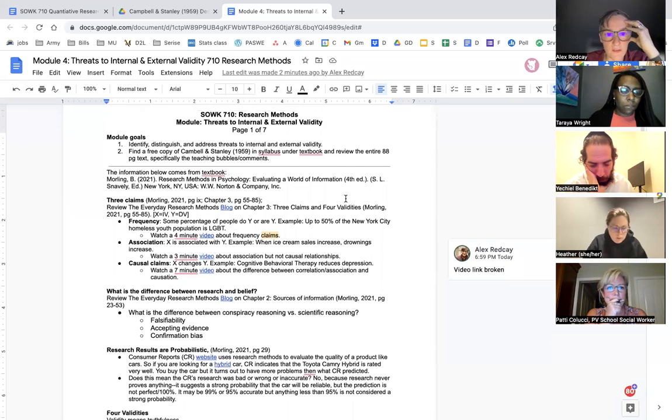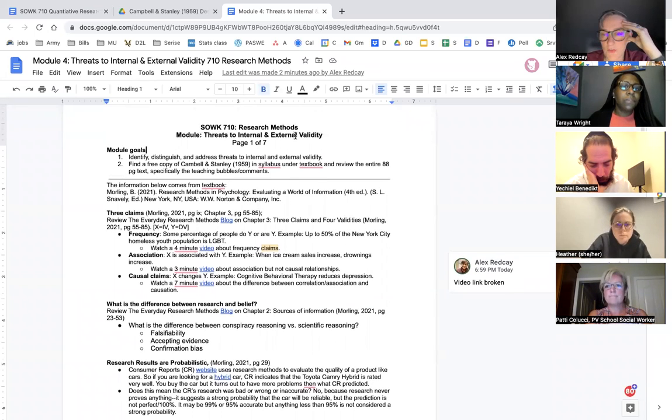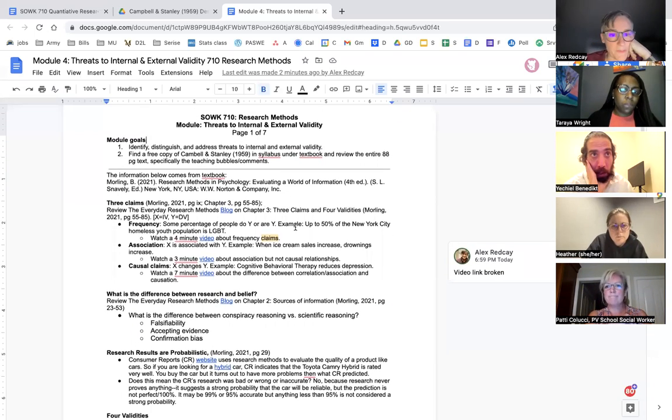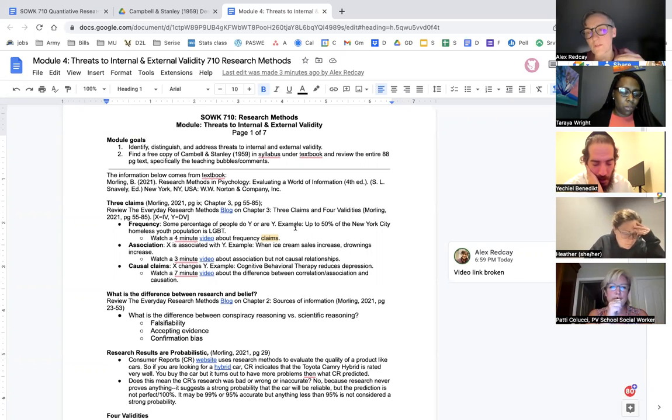Can you see the threats to internal and external validity? You can see the module? Okay. All right. So there are really 4 textbooks that guide this section, this module.